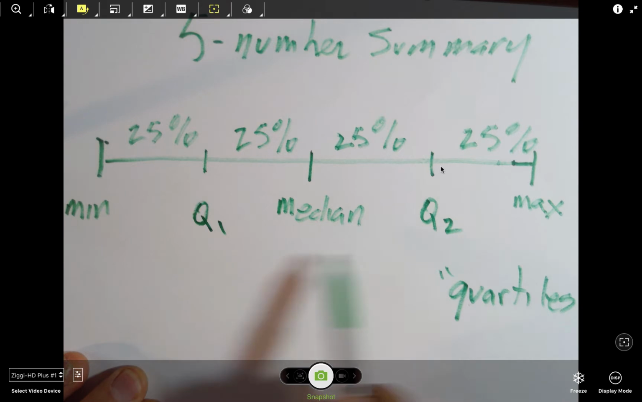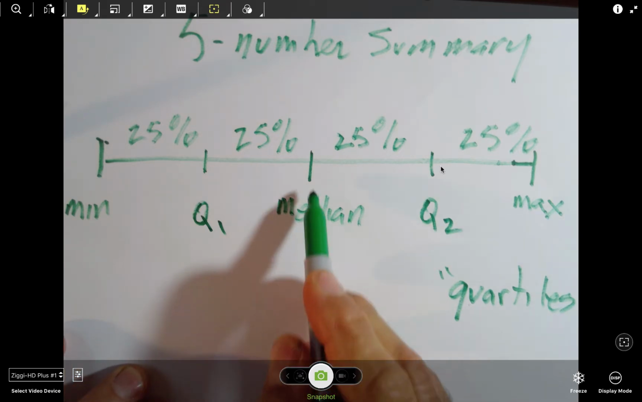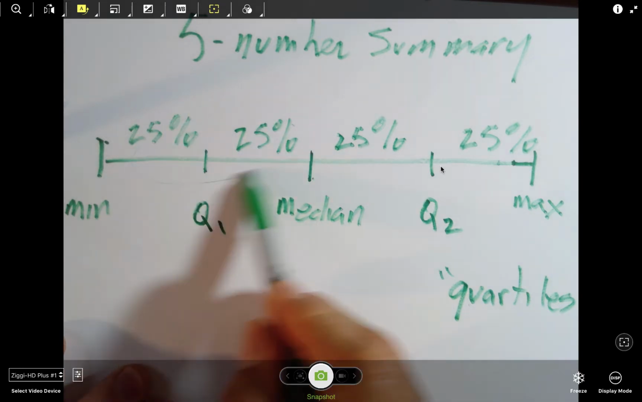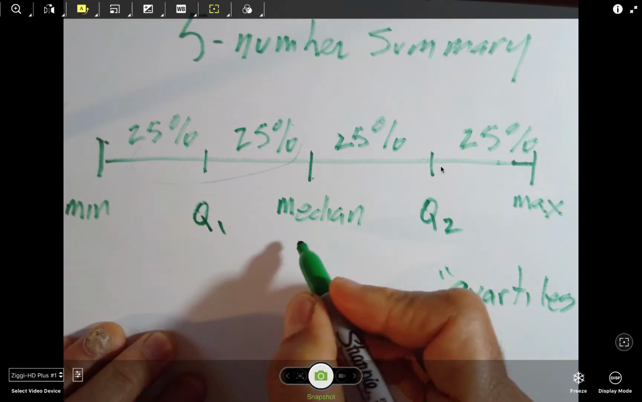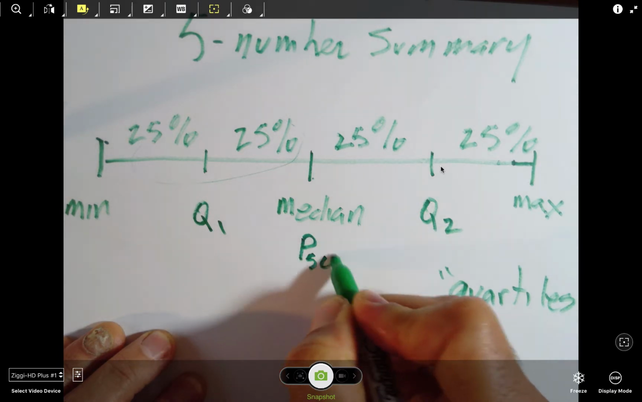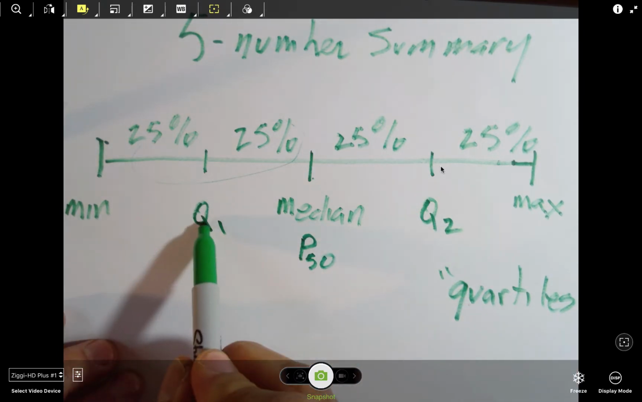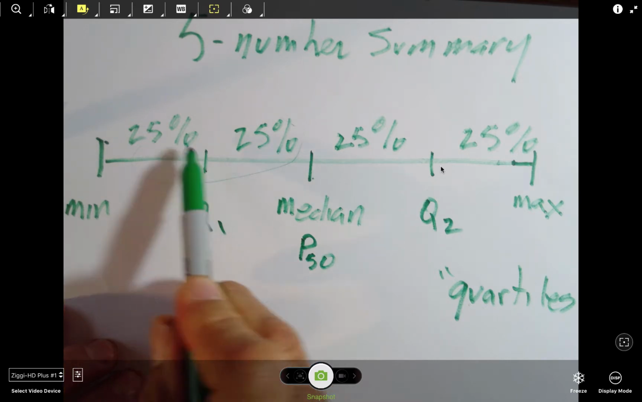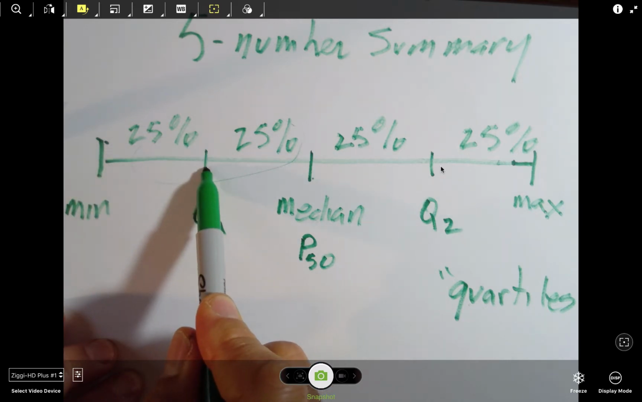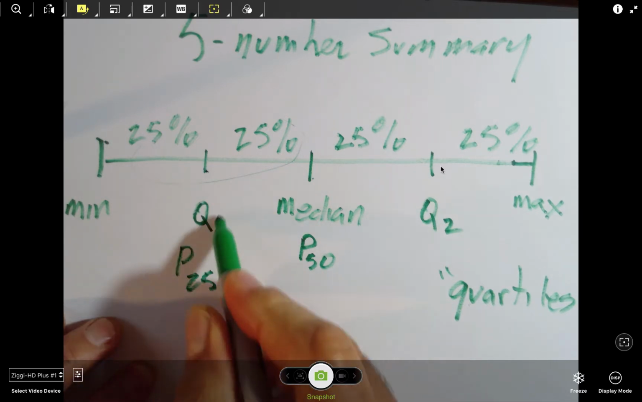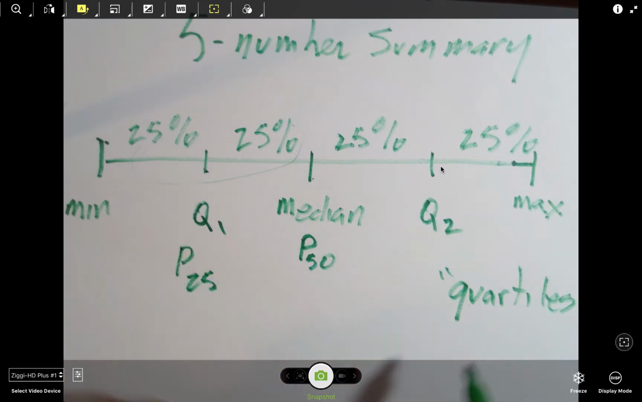And they separate the data like this. And the median, you can see, is the place where 50% of the data lies to the left. Well, we know that that's the same as the 50th percentile. And similarly, we know that the value such that 25% are less is called the 25th percentile. So Q1 and P25 are the same.